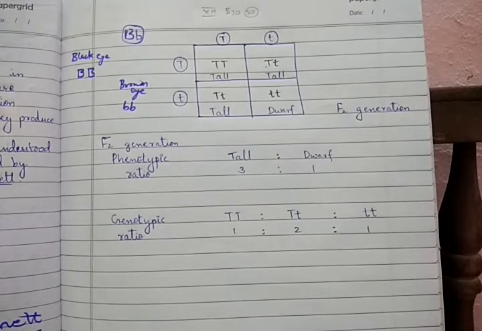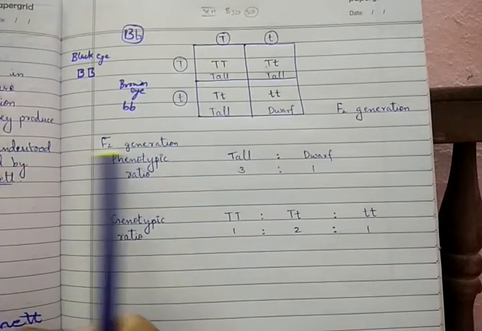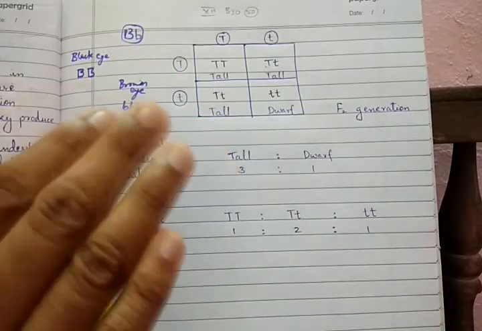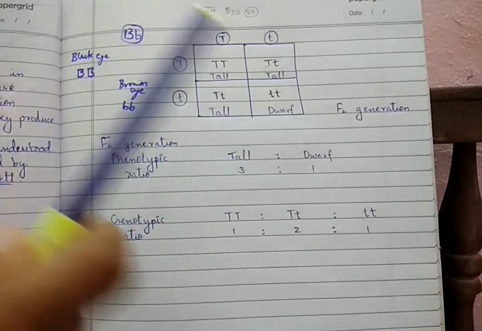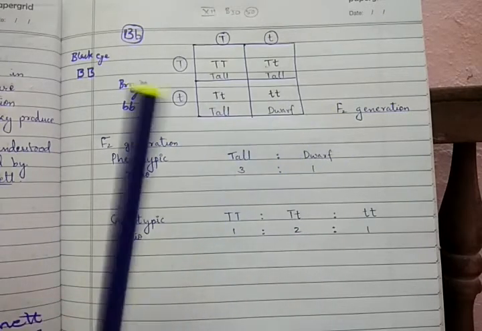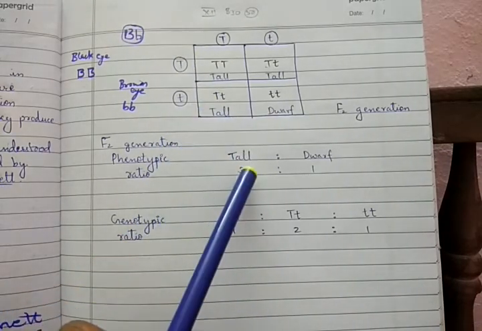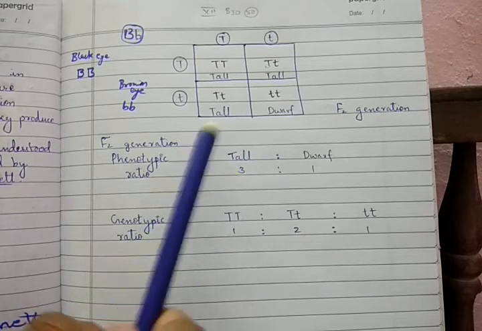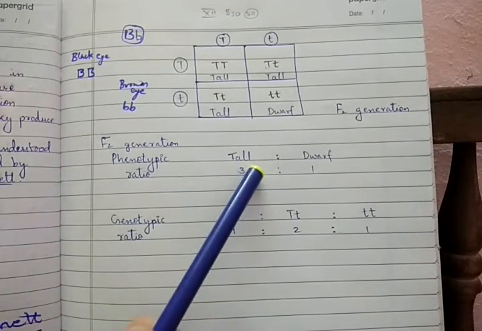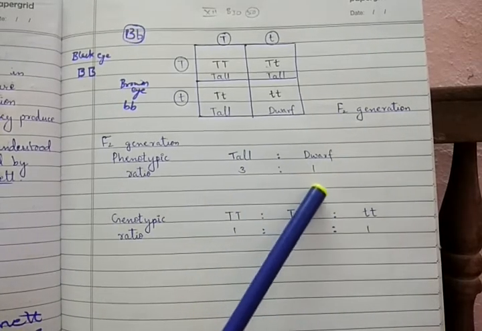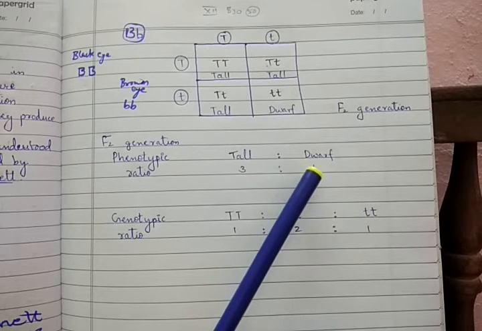We had discussed that it is actually a probability. From the F2 generation, there are 4 chances when the F2 generation occurs. From those 4 chances, the majority, or 75%, or 3 by 4 chances, will be that the next generation will be tall. And only a 25% chance is there that the next generation will be dwarf, right?